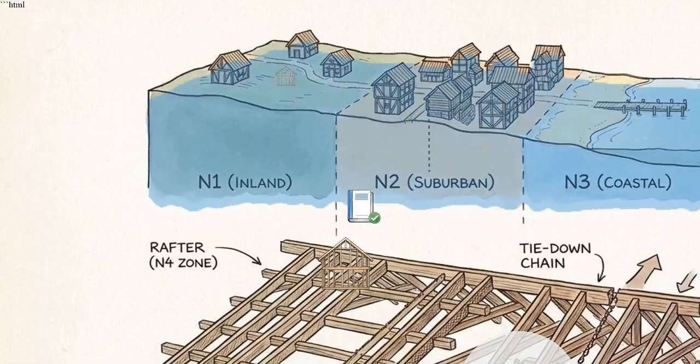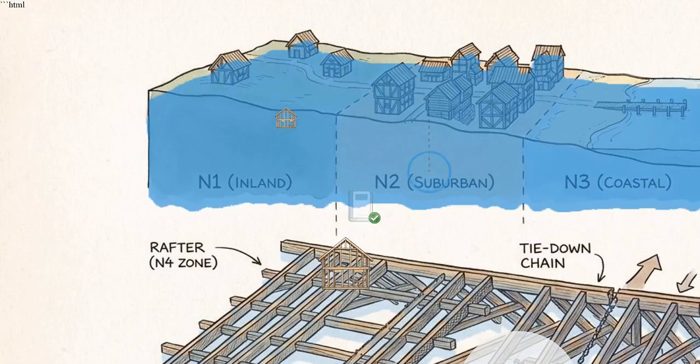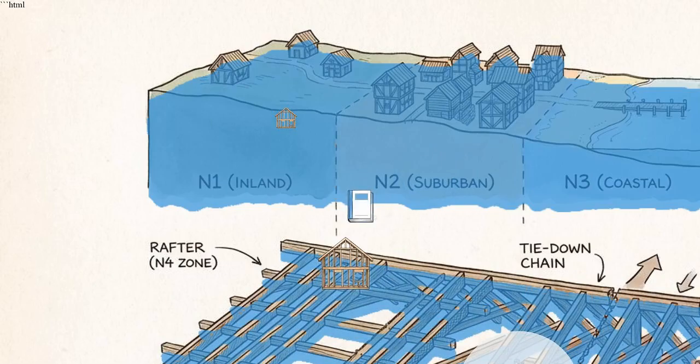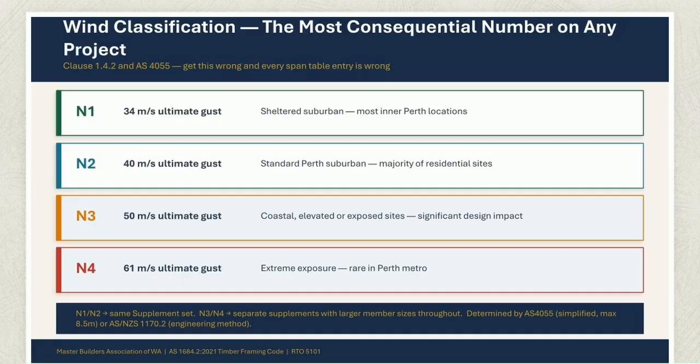The site's wind classification determines the parameters for every structural calculation that follows. This chart defines the categories. N1 and N2 classifications cover most inner suburban locations and utilize a standard set of span tables.